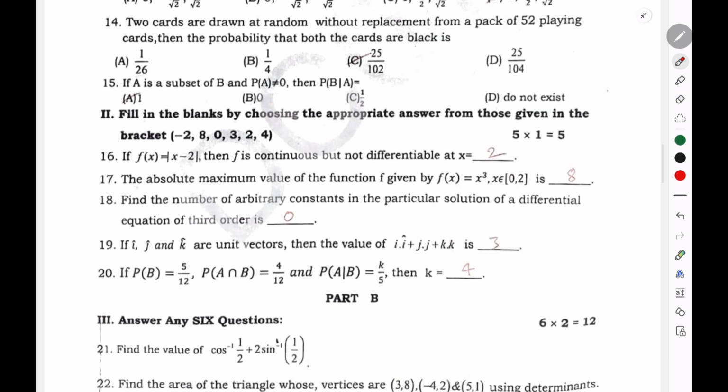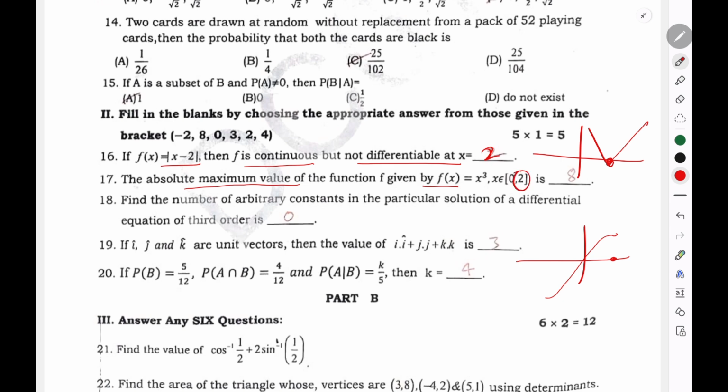Next, fill in the blanks. The function mod x minus 2. The function is continuous. Mod function is always continuous, but not differentiable at 2. Obviously, mod x minus 2, this is the graph. So here the function is not differentiable. Correct. The absolute maximum value of the function x cube: you know x cube is an increasing function, so obviously the maximum value will be at the right endpoint. So at 2 it will attain its maximum, so the maximum value will be 2 cube, which is 8.